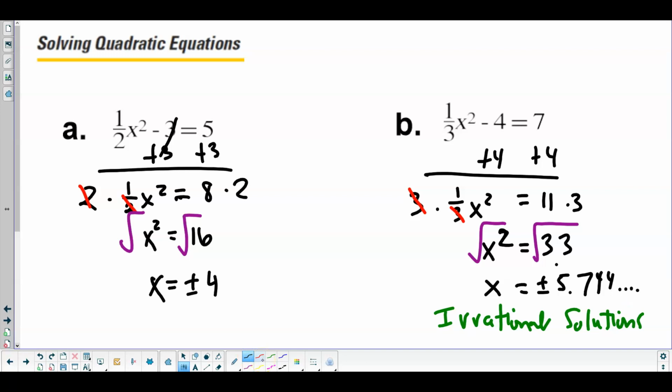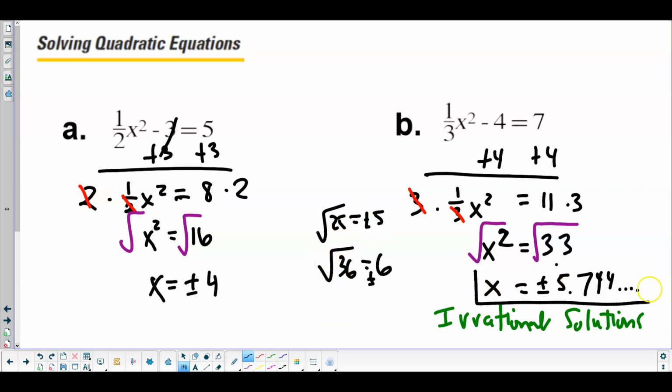What I got was square root 33. So if you remember, we can do square root 36. That's plus and minus 6. We can also do square root 25, which is plus and minus 5. So it makes sense that square root 33 is somewhere in between. So the answer for that would be somewhere in between 5 and 6.